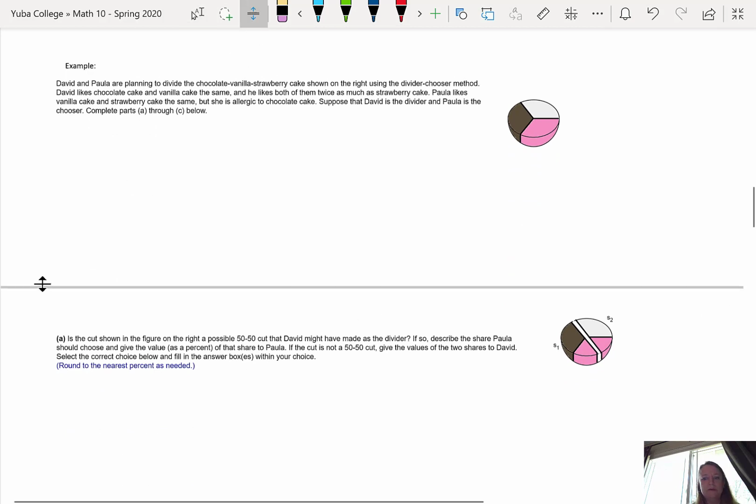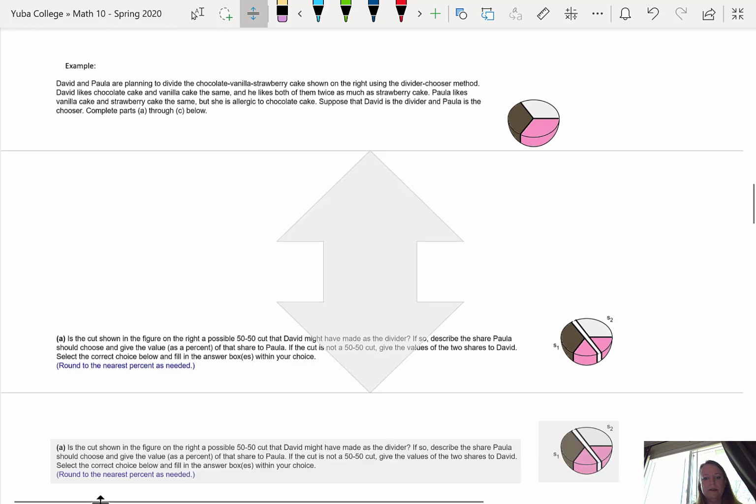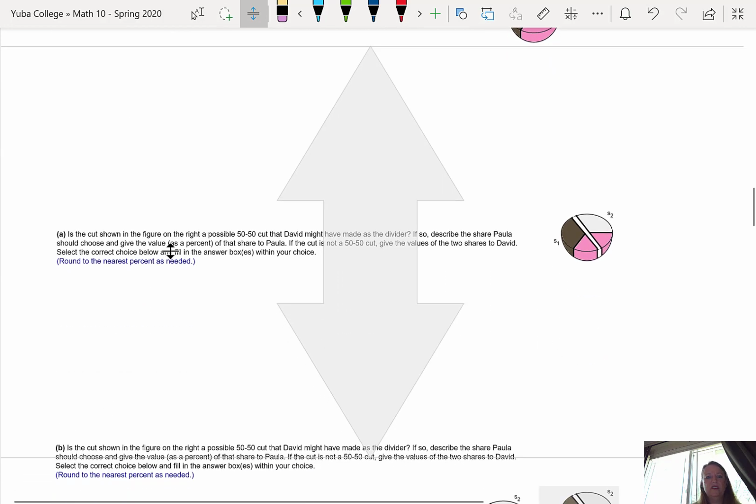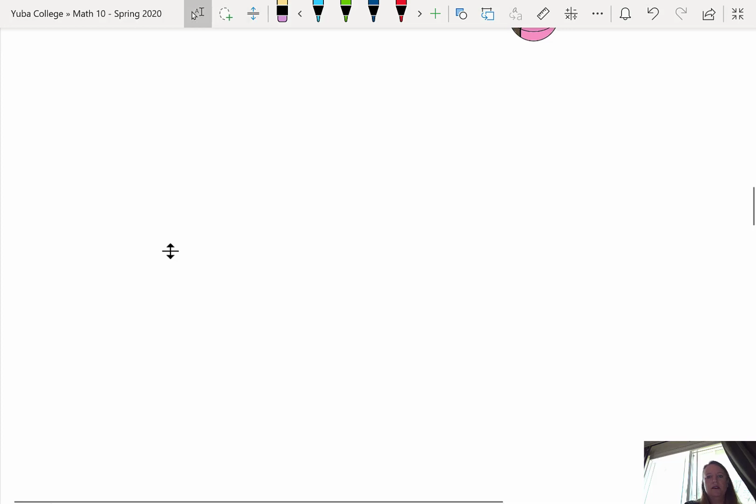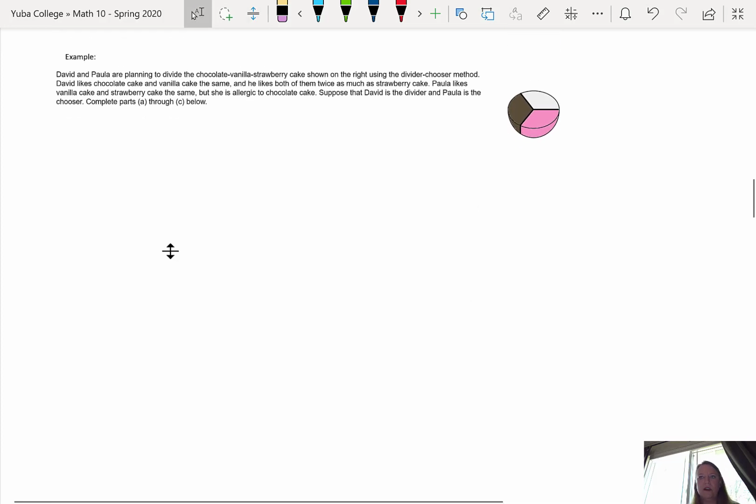Now we're moving on to cake. Okay, so we have two people here. We have David and Paula. They're planning to divide this cake. This cake is split into chocolate, vanilla, and strawberry as shown. Using the divider chooser method, David likes chocolate cake and vanilla cake the same, and he likes both of them twice as much as he likes strawberry. Paula likes vanilla cake and strawberry cake, but she's allergic to the chocolate cake. Suppose David is the divider and Paula is the chooser.